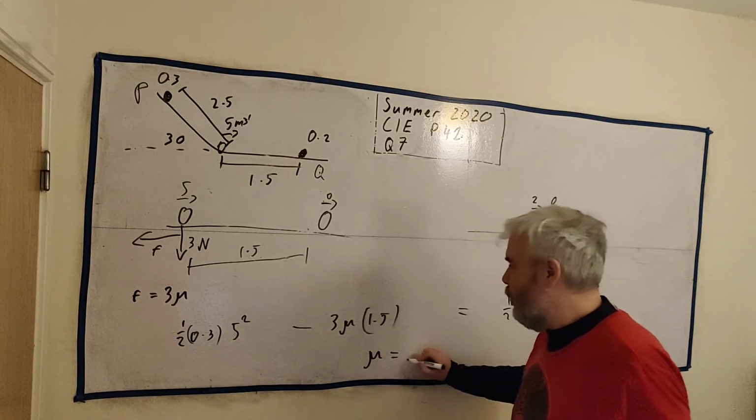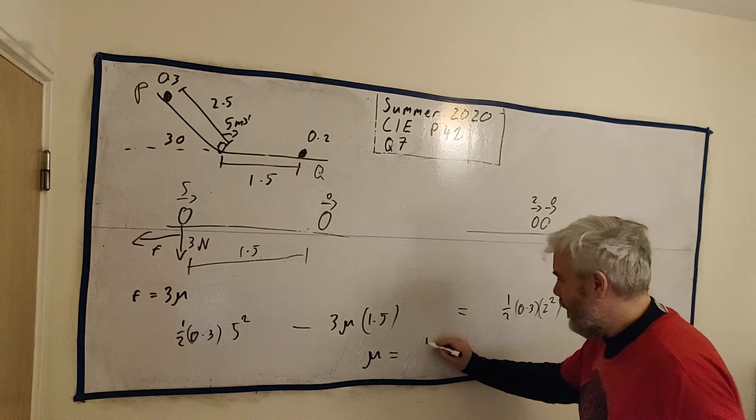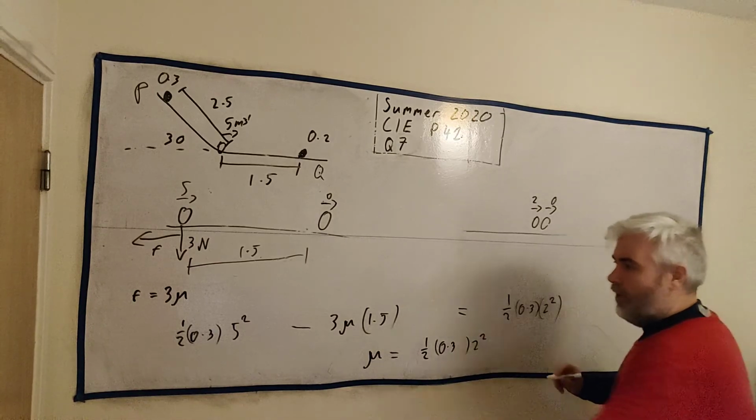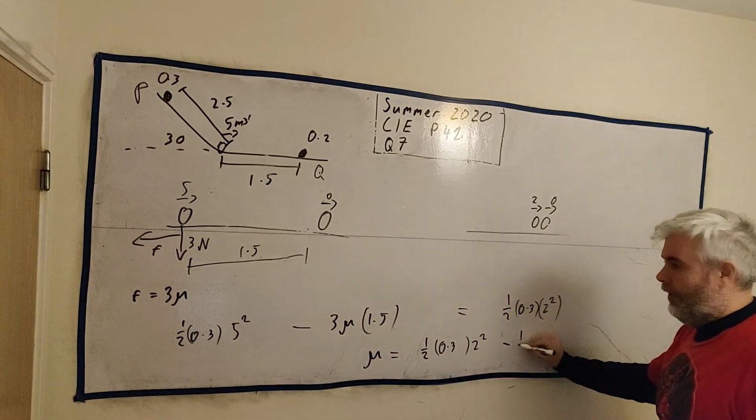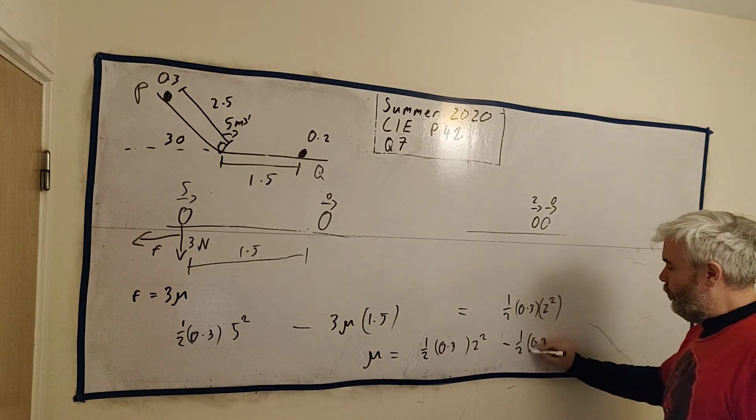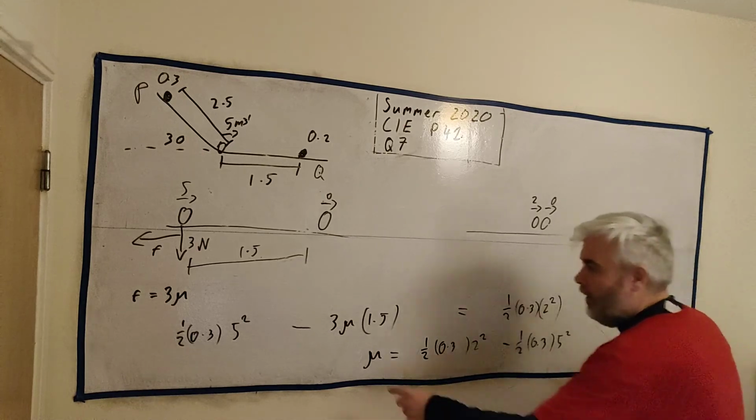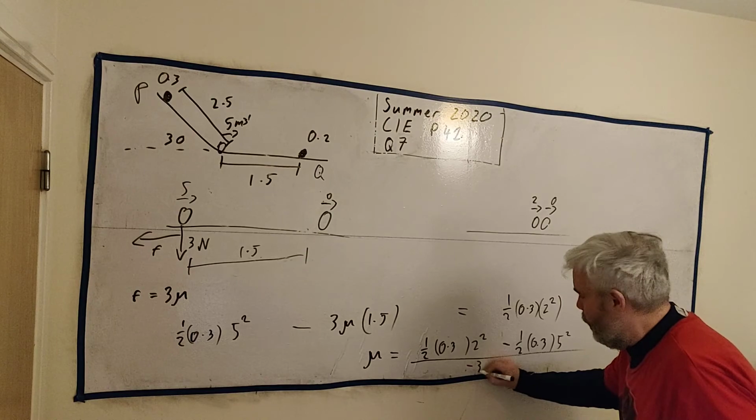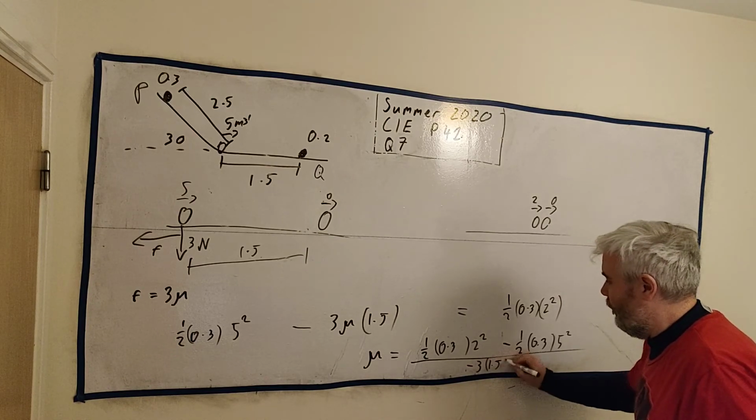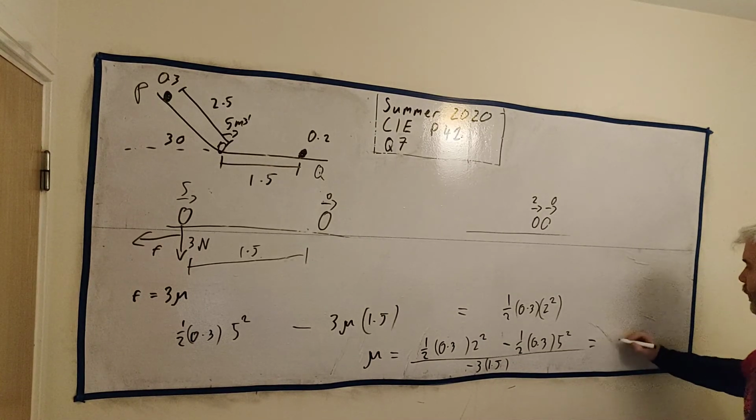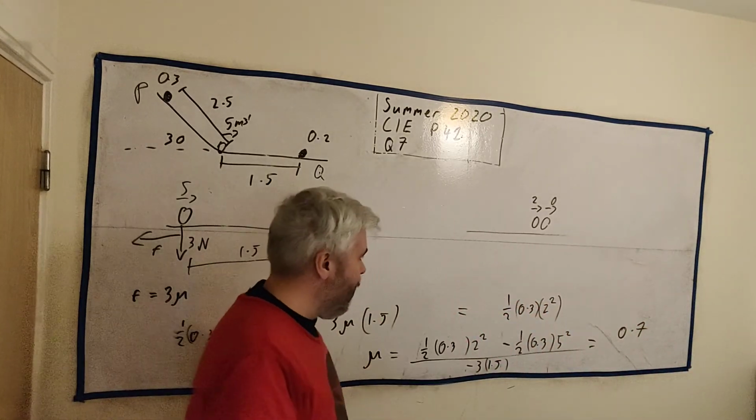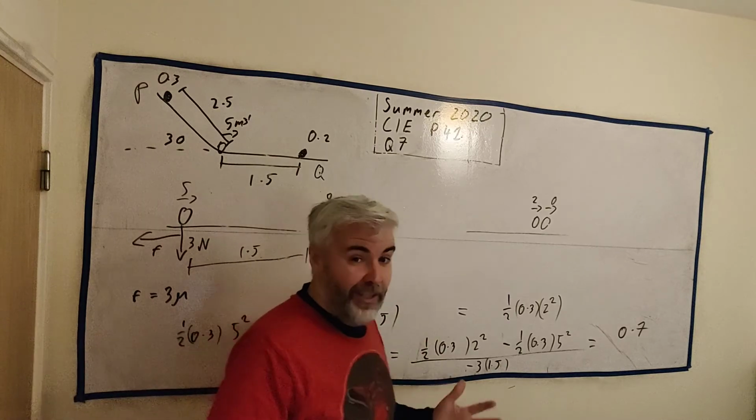So let's do that. Mu is equal to this, a half 0.3 times 2 squared, minus this, a half 0.3 times 5 squared, divided by this, all divided by minus 3 over 1.5. And if you put all that into a calculator, you again will get 0.7. So you could do that last bit a couple of different ways.